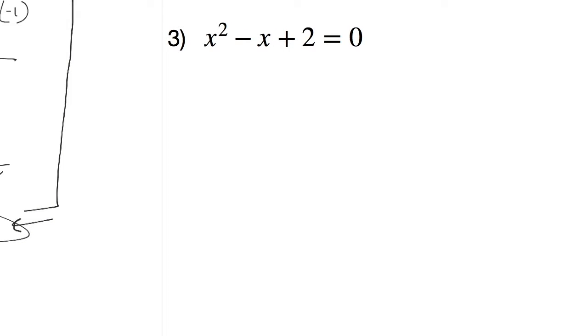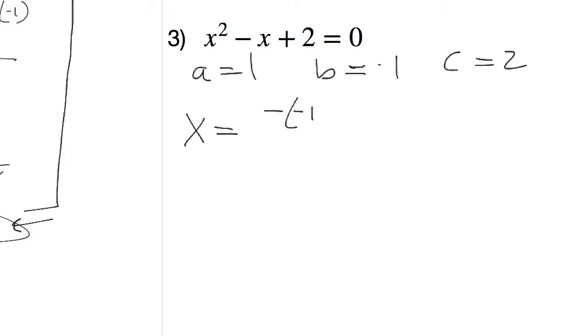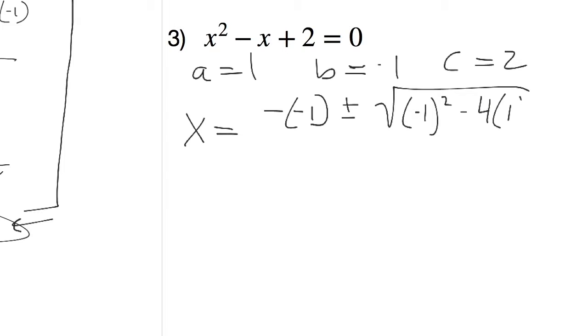Here, let's figure out what the values are. A is equal to 1, b is equal to negative 1, and then c is equal to positive 2. X equals negative b plus or minus the square root of b squared minus 4ac all over 2a.